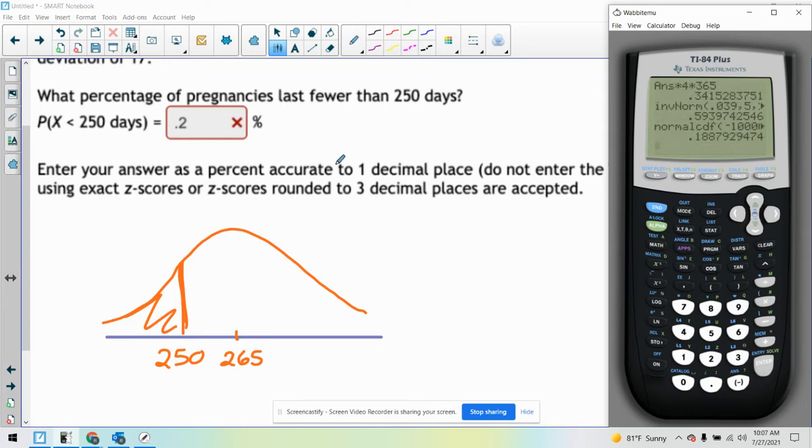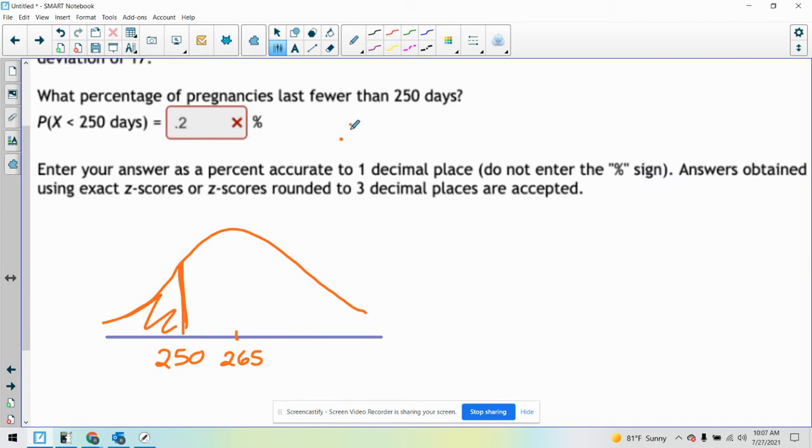So we get 0.1887. Now it wants it written as a percent. You have a percent symbol here. This is not a decimal. So if you rounded this to one decimal place, this wouldn't be correct. So you have to move the decimal place 2 places over, which is 18.87. Rounded to one decimal place would be 18.9.